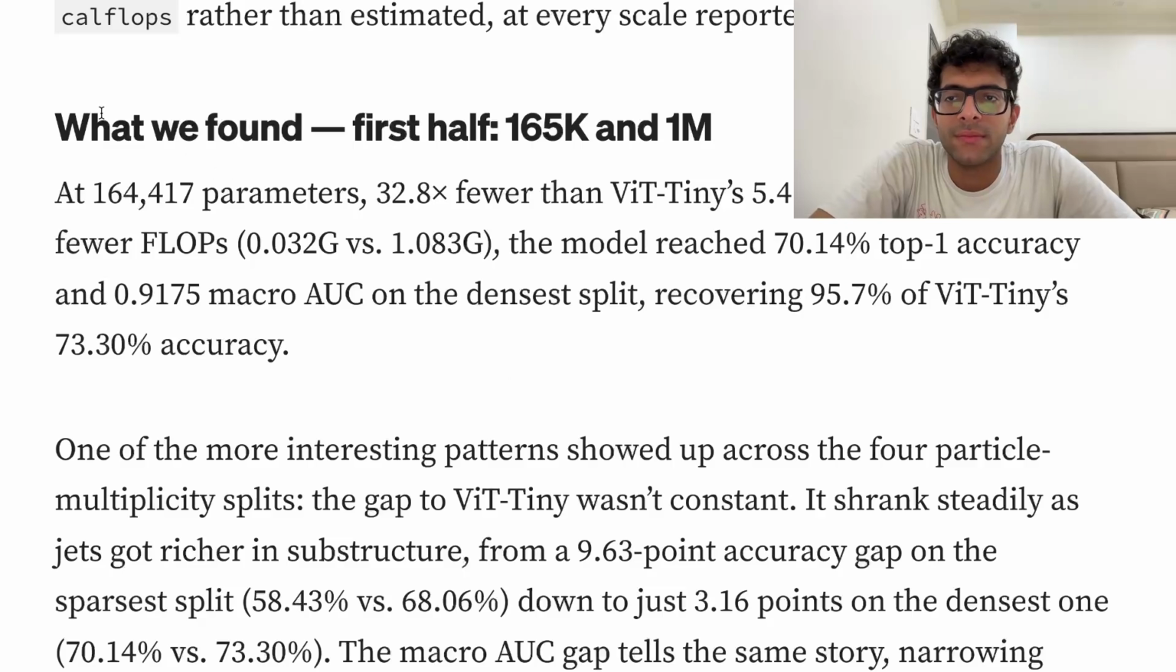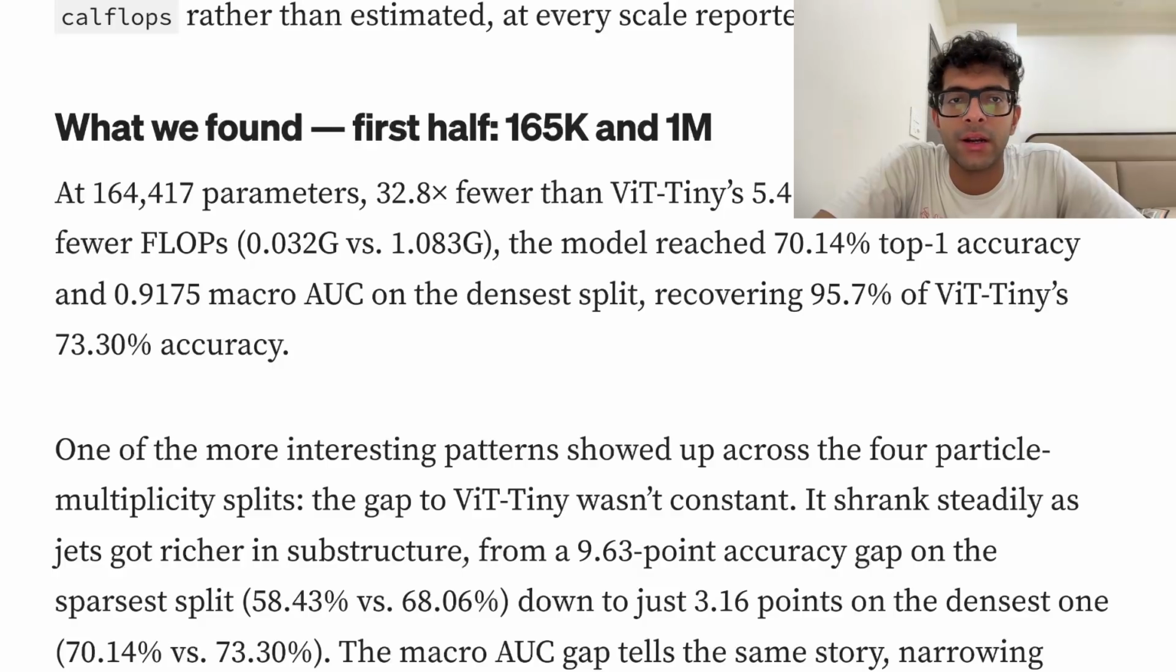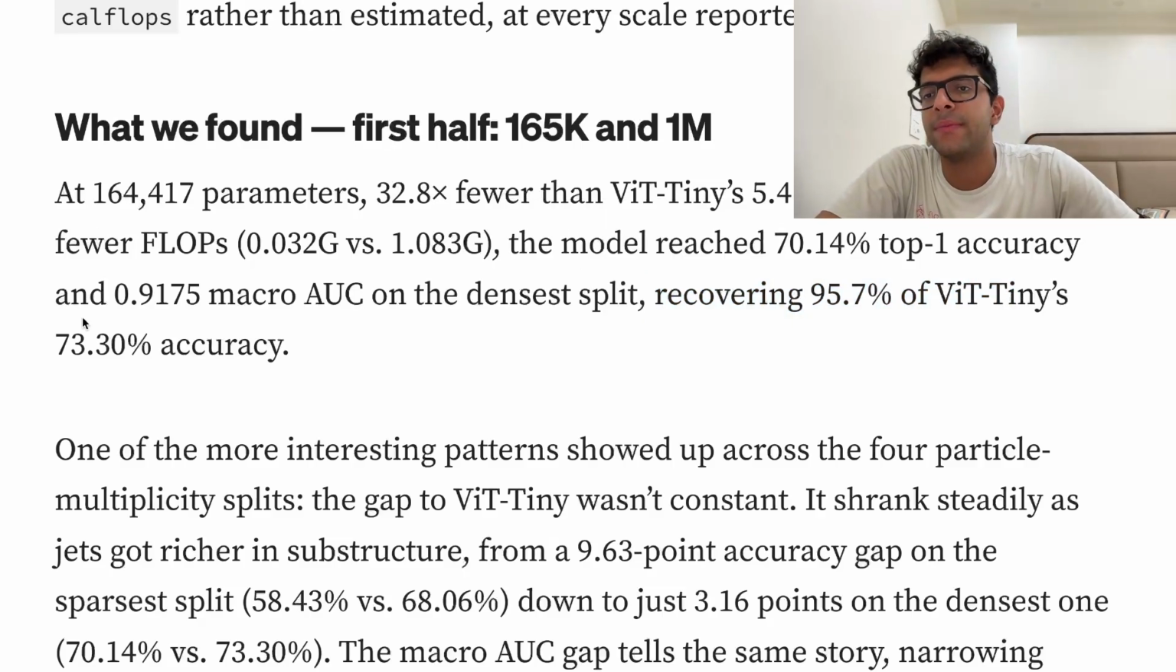So what we found out. First we made our own model. It was just a tiny model of 164K parameters. It was 32 times faster than the ViT tiny, which was 5.4 million. So the number of parameters is 32.8 times fewer, and the number of FLOPs is 34.3 times fewer. So we are doing fewer operations, and we still reached a 70% top-one accuracy, recovering 95.7% of ViT tiny's 73% accuracy.